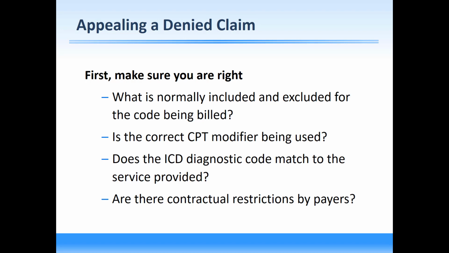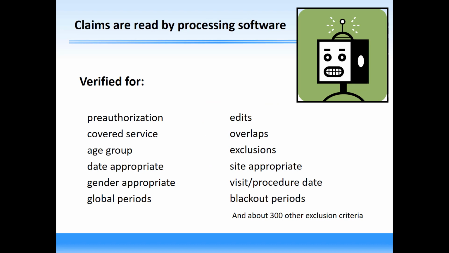And also, specific to the field of infertility, there's often contractual restriction by payers. Sometimes infertility coverage is limited by third-party payer contracts. The next thing to think about is to not take this personally. When a claim is denied, it was not something that was read by an individual who potentially had it out for you. In fact, the claim wasn't likely read by a human being at all.